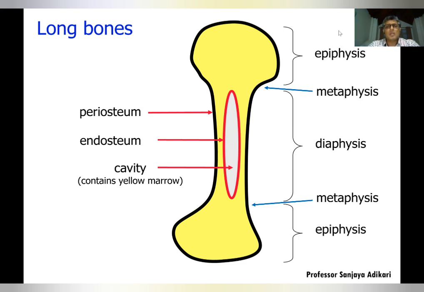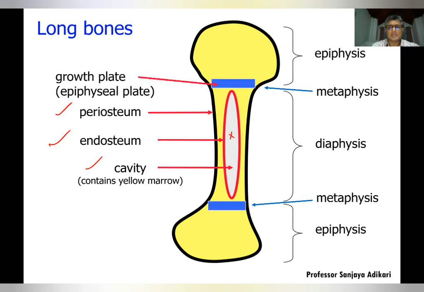Then in a long bone, the black line outside is called periosteum. Then the red line: there's a cavity in the middle of the diaphysis, and the lining of that cavity is called endosteum. Periosteum and endosteum. And in adults, this cavity is filled with yellow marrow, even in adults.